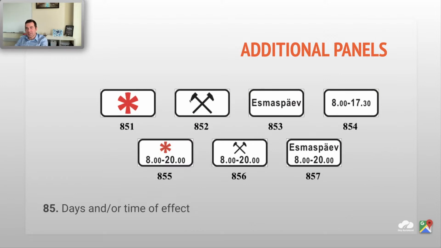And these additional panels are quite interesting ones. They tell us the time period when this sign is applied. For example, this first one tells us that this sign is working on weekends or on national holidays. The next one tells us the sign is working on working days, or maybe some specific day. For example, esmaspäev is Monday, or maybe some time period, or a combination of them, like on weekends or national holidays from 8 till 8.